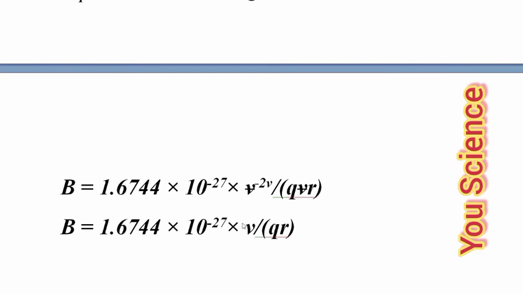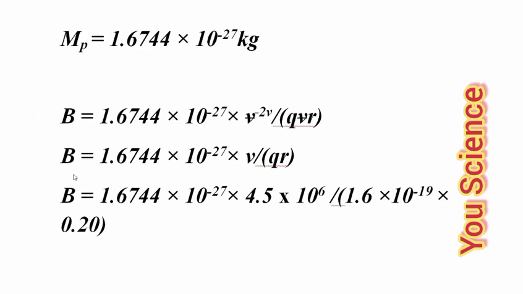So all we have to do is to slot in the value of the speed, the charge of the proton, which is 1.6 times 10 raised to the power minus 19 coulombs. Then we put the radius of the circle. So on substituting values, B equals 1.6744 times 10 raised to the power minus 27 times 4.5 times 10 to the power 6 divided by 1.6 times 10 to the power minus 19 times 0.2.